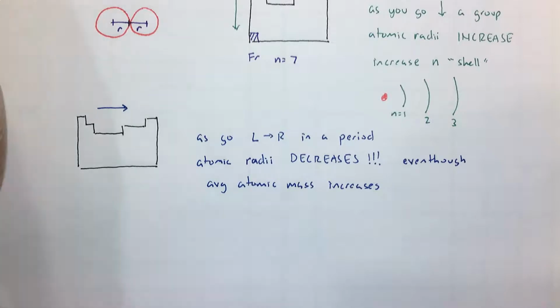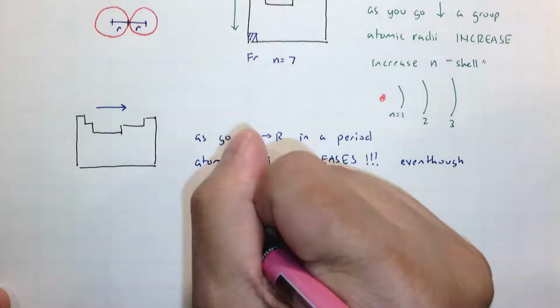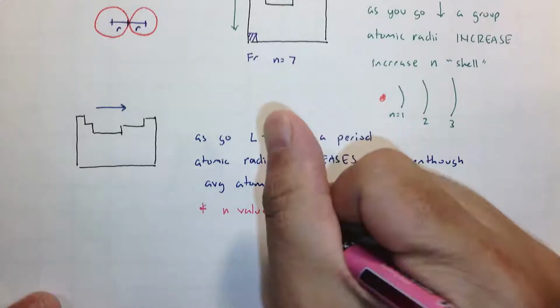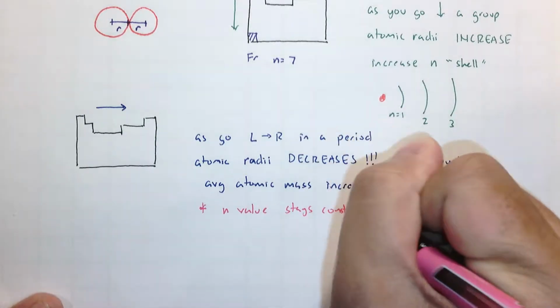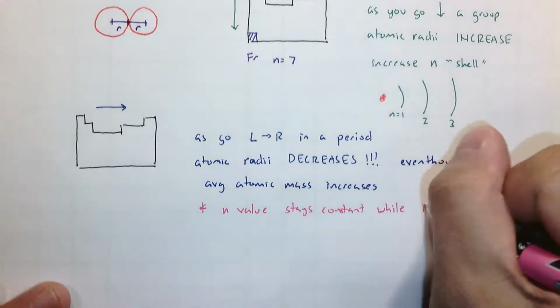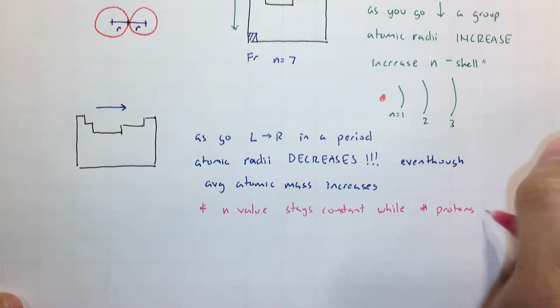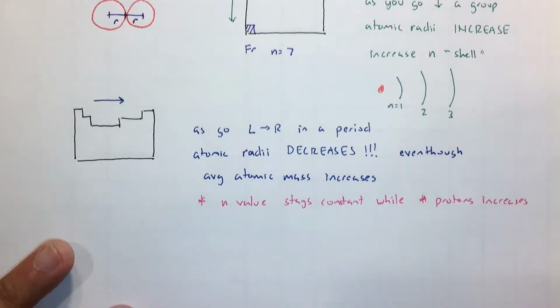Why is that the case? That is the case because your n value stays the same, or the shell stays the same. It stays constant while the number of protons increases as you go from left to right. As the number of protons increases, the pulling power, the attractive power, gets stronger.